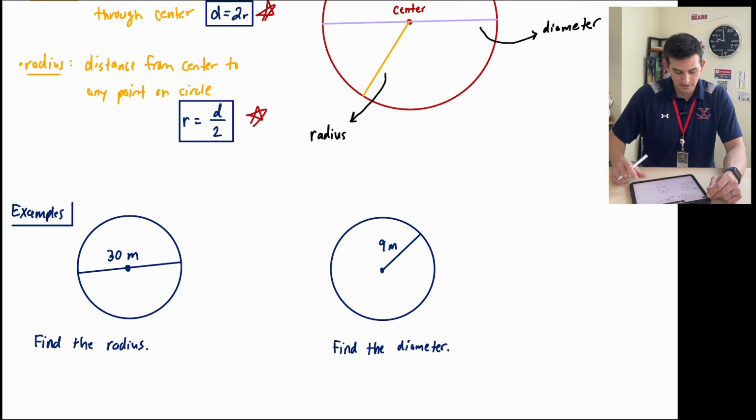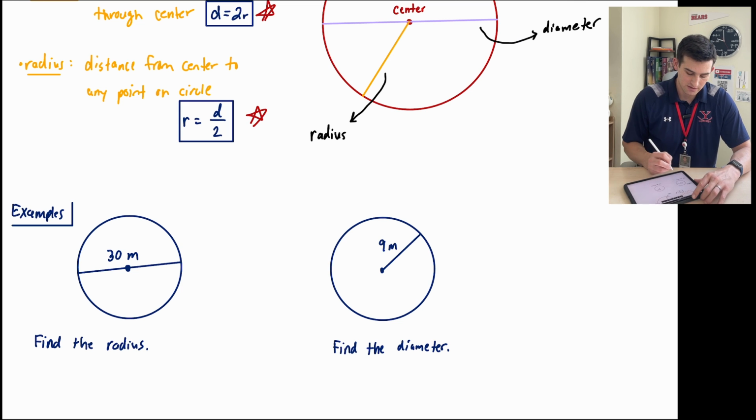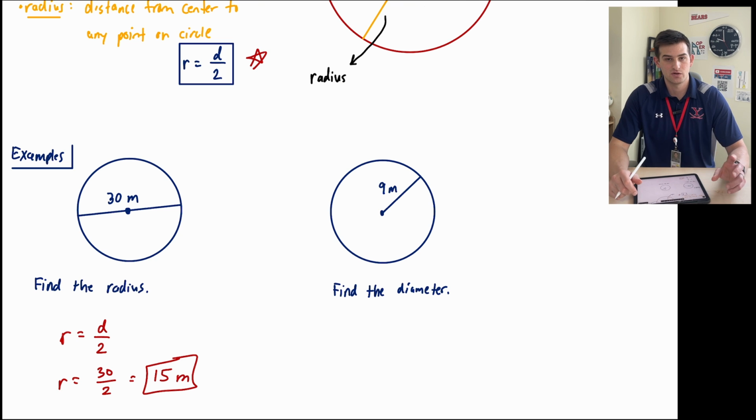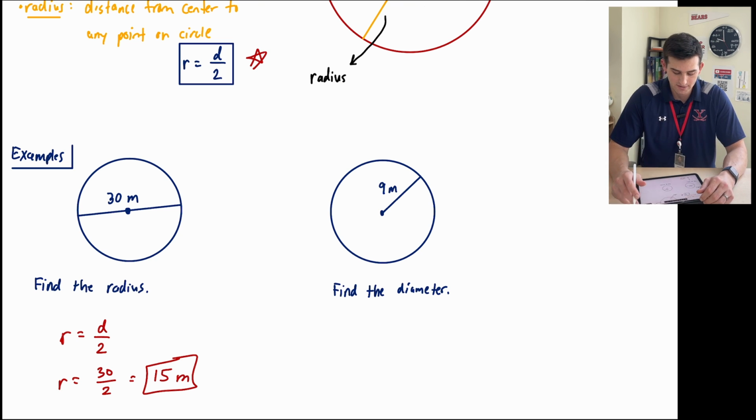Okay? All right, so example number 1, we have our circle. We are given the diameter. The diameter is 30 meters, and we want to find the radius. So we can use radius is equal to diameter divided by 2. So the radius is equal to 30 divided by 2, which would be 15 meters. Okay, so the radius for circle number 1 there would be 15 meters, which is half of 30, so that makes sense.